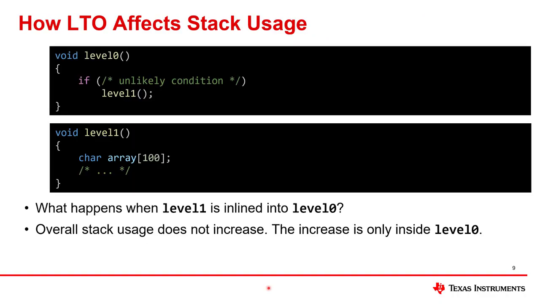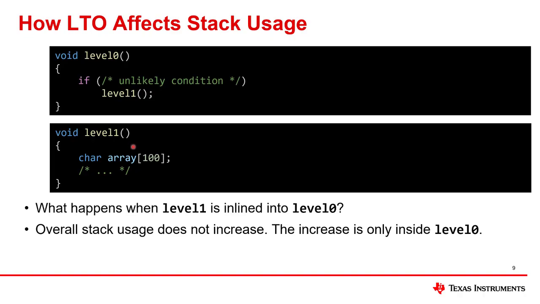This is the first of 2 examples that consider how LTO affects the overall amount of stack required by the program. So let's look at the code for this example. In one file, we have a function named level0. And under some unlikely condition, it calls another function called level1. And here's level1 in a separate file, and it uses an array of 100 bytes. So when these are compiled separately, level0 requires 0 bytes, and level1 requires 100 bytes.